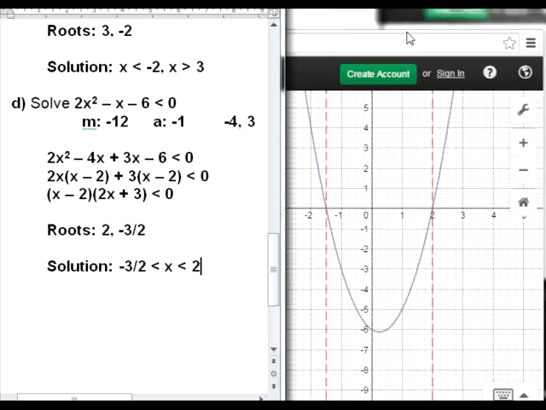This is going to screw me up later, but that's alright. So negative 3 over 2, the graph's going to be negative in that spot right there. Okay.